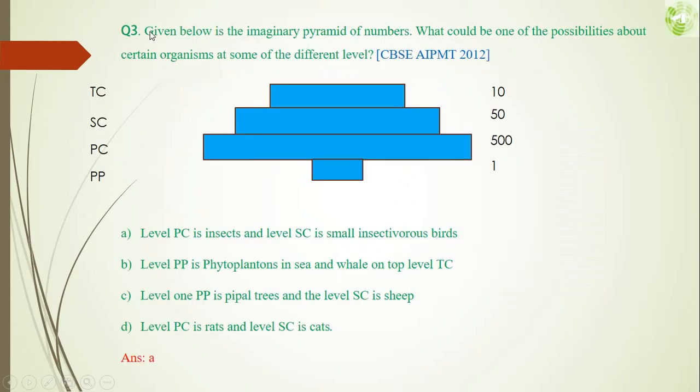So here, question number 3: given below is an imaginary pyramid of number. What could be one of the possibilities about certain organisms at some of the different levels? So this pyramid is an imaginary pyramid of number. We have to find out the possibilities of certain organisms by looking at this pyramid. Okay, so options are given.